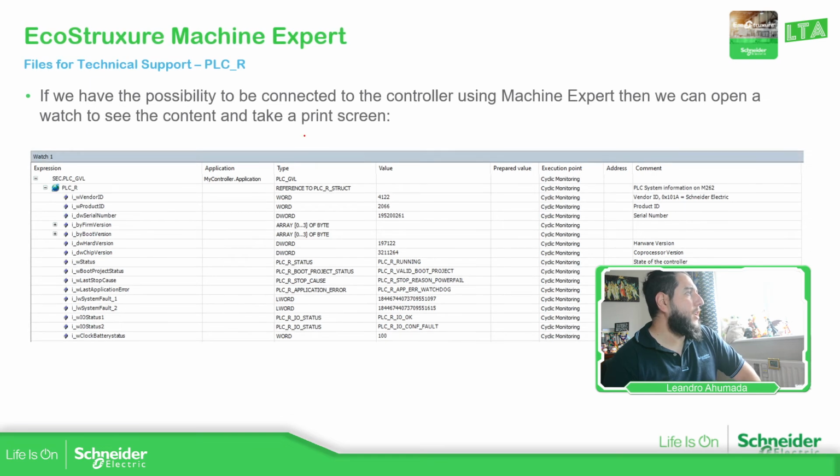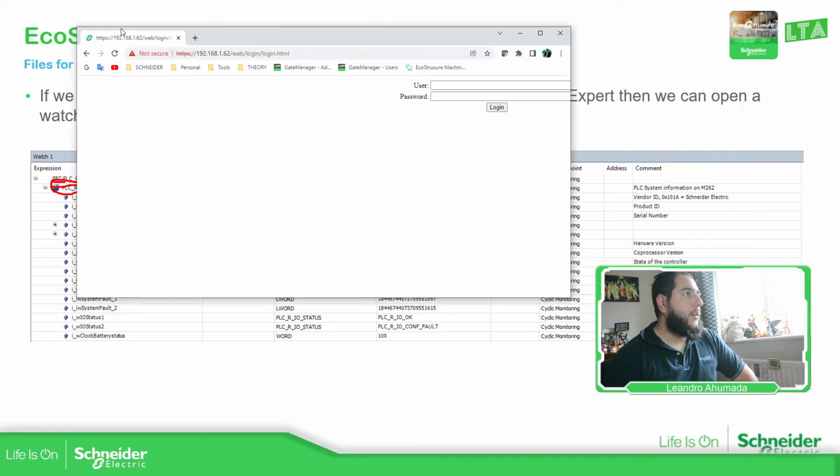The other thing that we need is the PLC_R. Basically, if you are in Machine Expert, you can go and check on the watch at the sec.plc_gbl, and then access the PLC_R, and take a print screen of this to have the information. And the other thing that you can do is to access the web server. I'm doing it on the other screen.